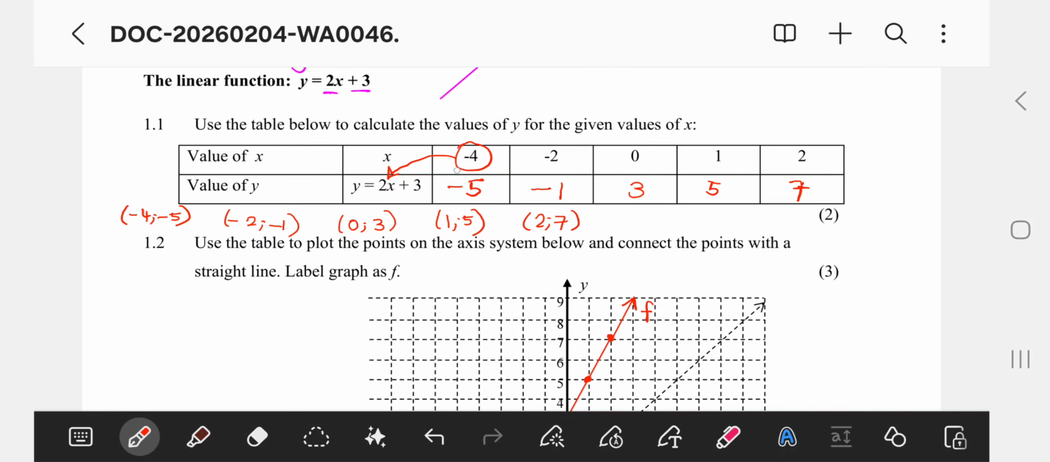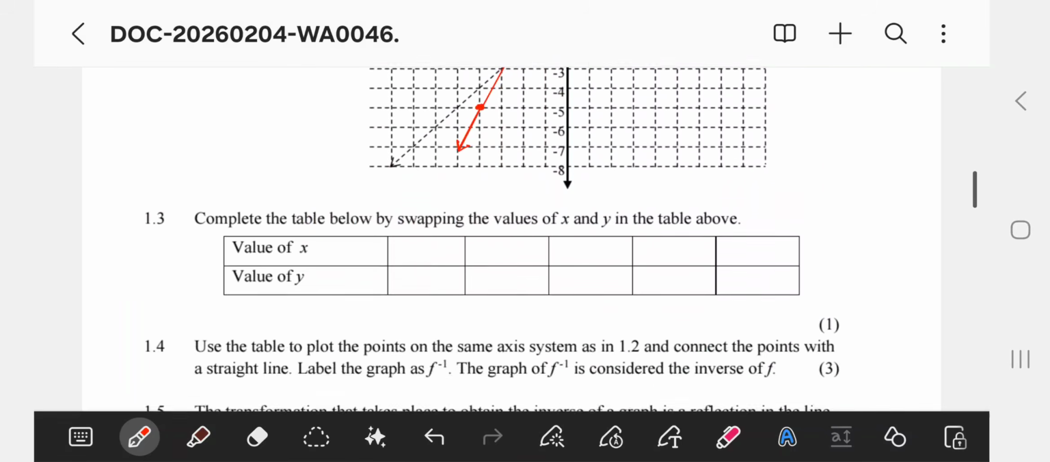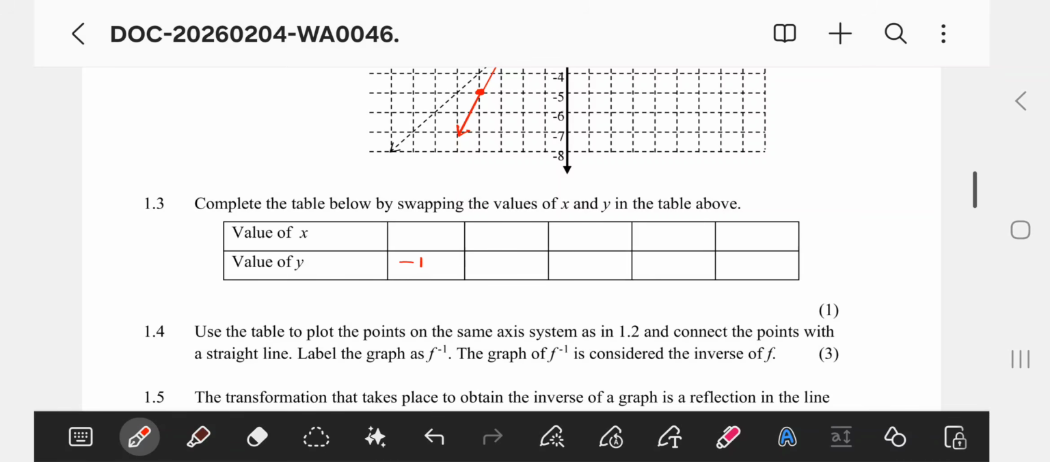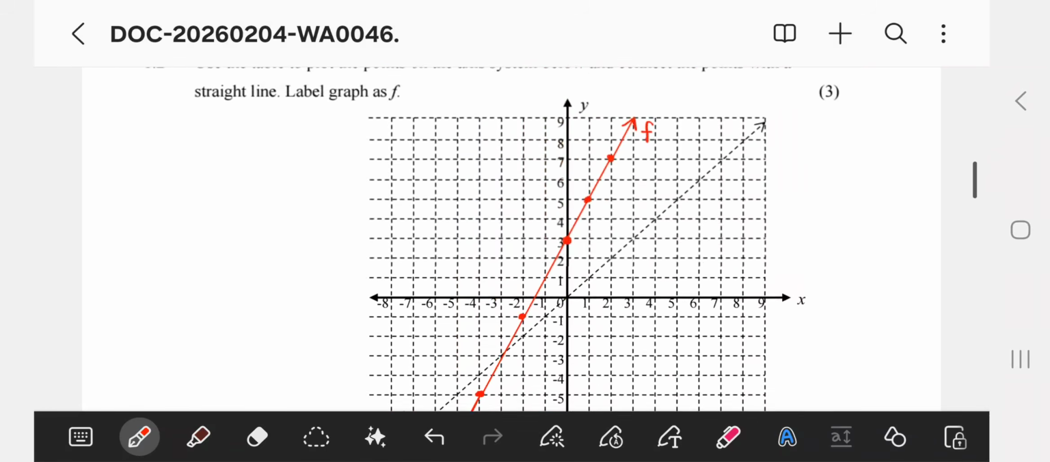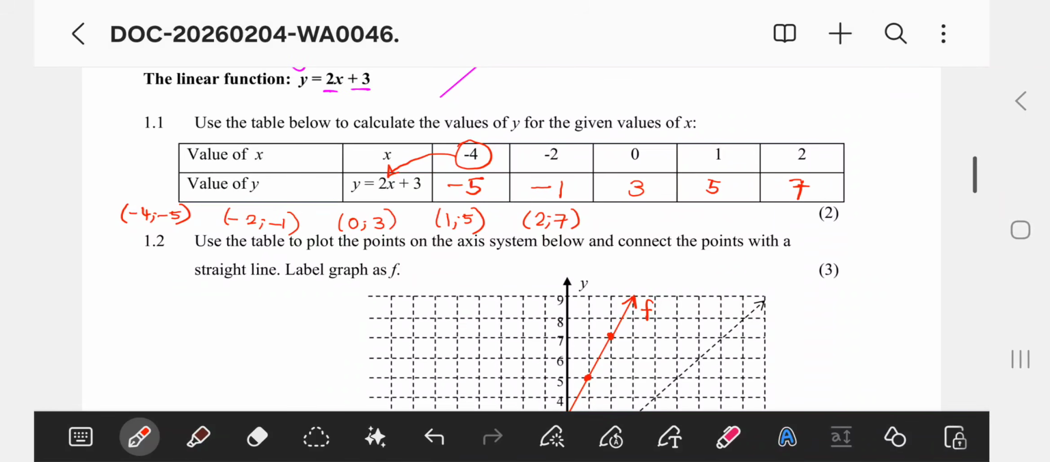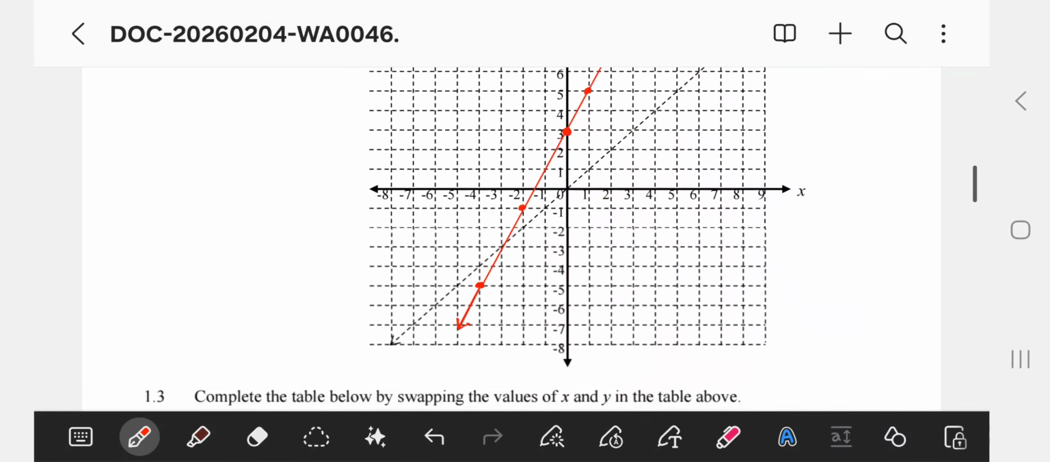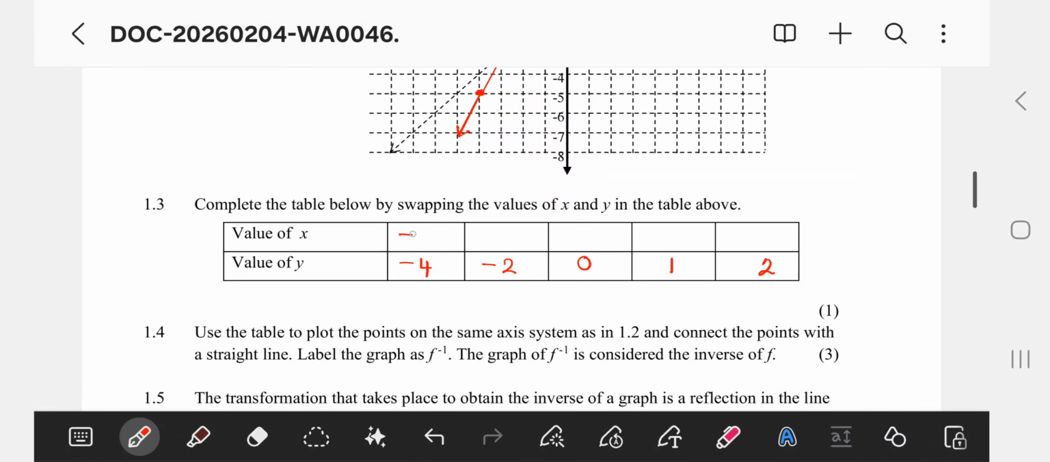So we had negative 4, negative 2, 0, 1, 2. Those now become our y values. Negative 4, negative 2, 0, 1, and 2. And all of the y coordinates that we had now becomes the x coordinates. That is negative 5, negative 1, 3, 5, and 7.